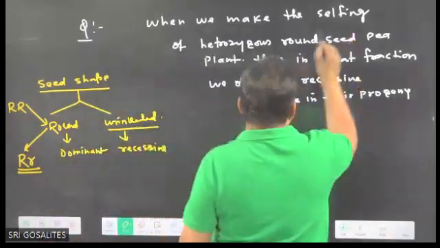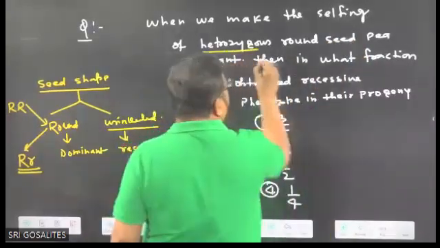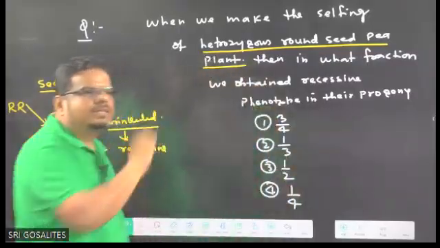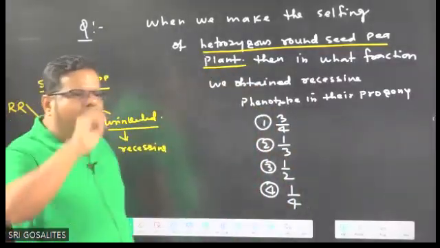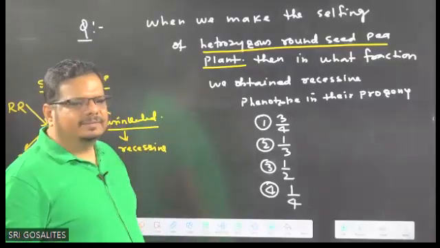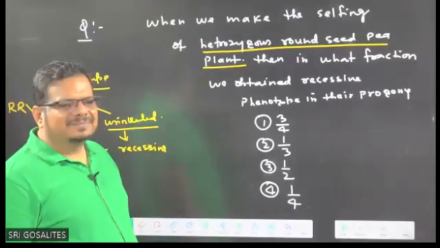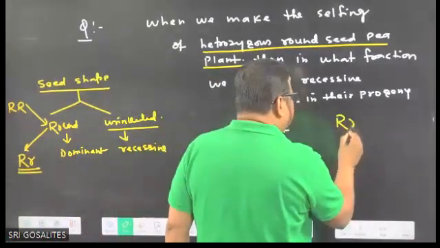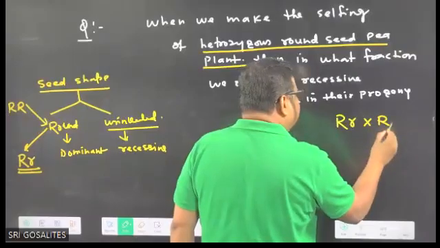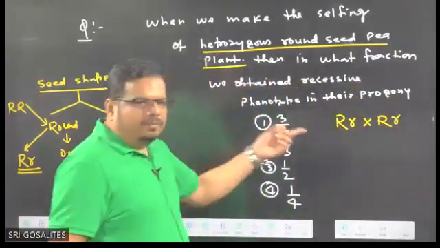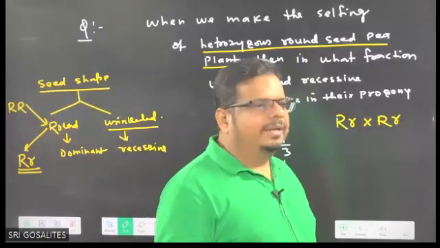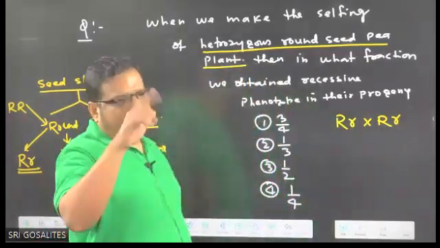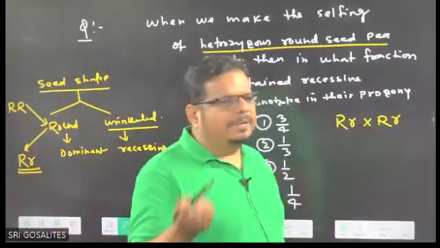Follow it. So what is the question? When we make the selfing of a heterozygous round seed pea plant, they are saying do the selfing. What should I write? You tell me what I should write here. Selfing of, very good. Capital R, small r, crossed with capital R, small r. Selfing means reproduction between the same genotype. Very good, children. So capital R, small r reproduces with which one? Capital R, small r.